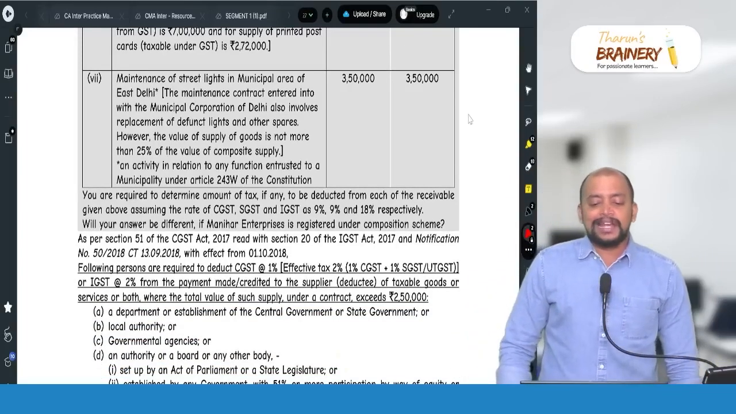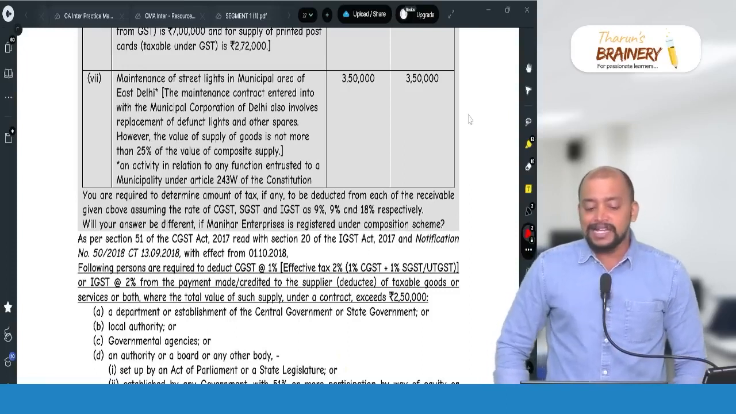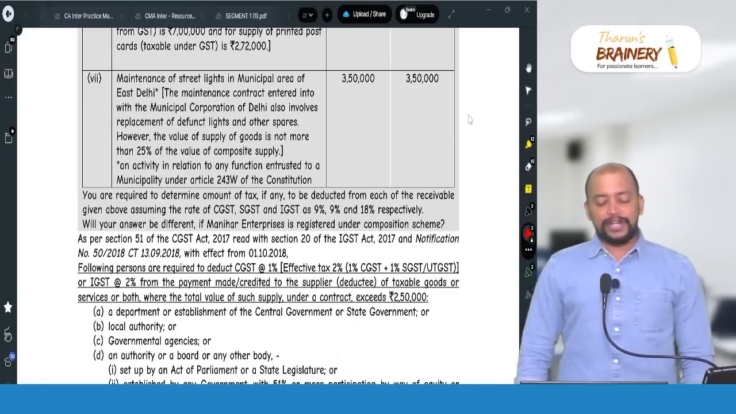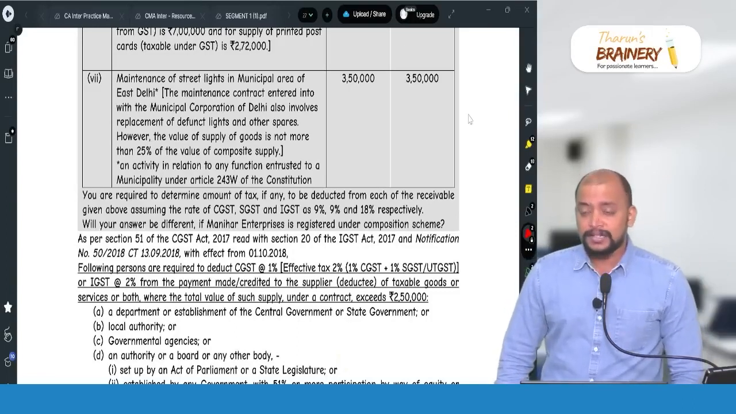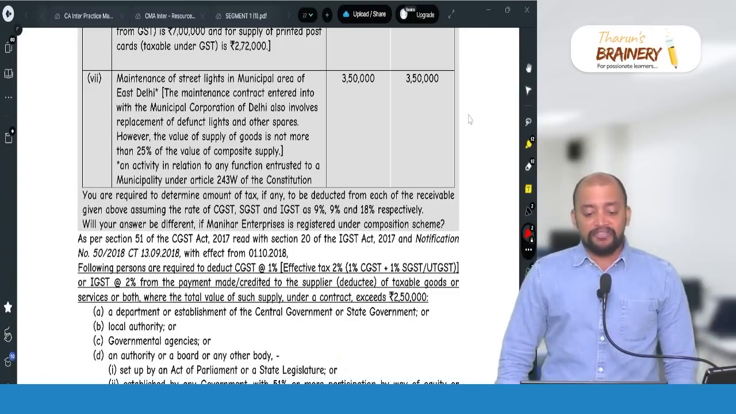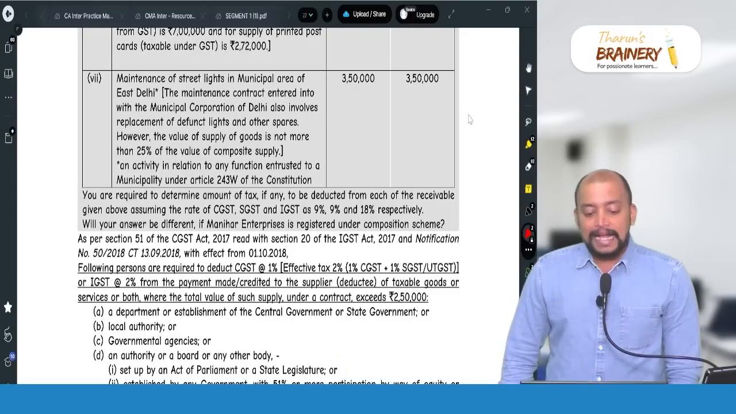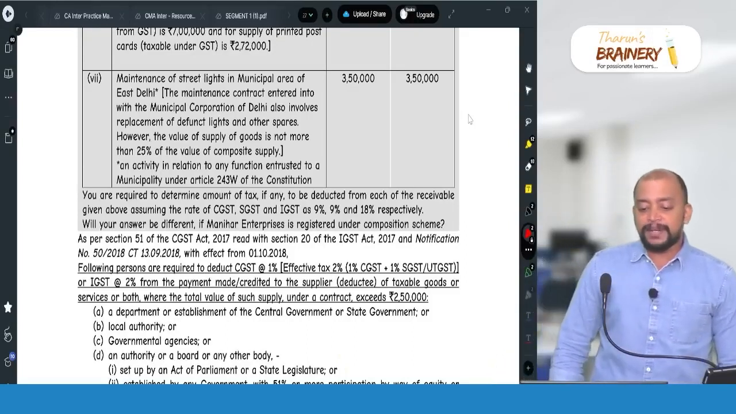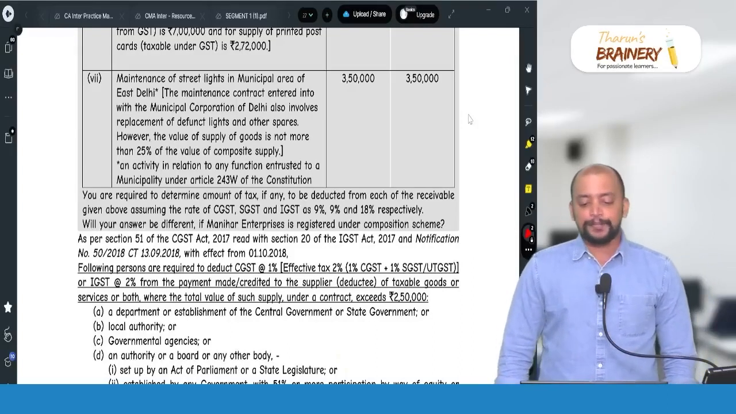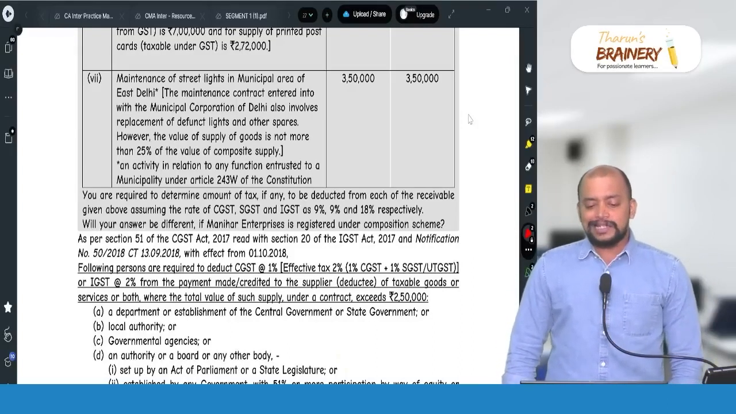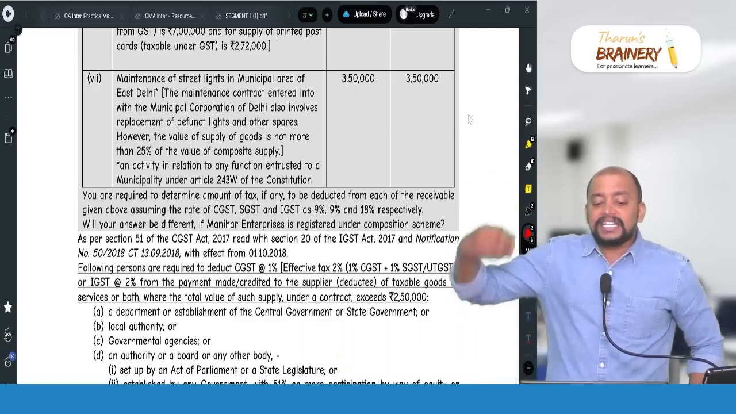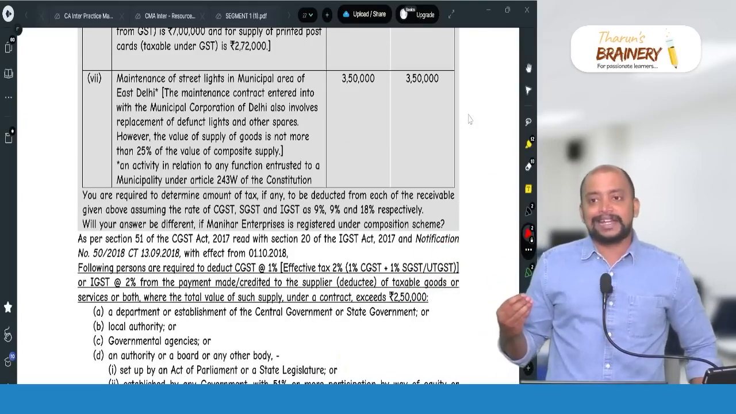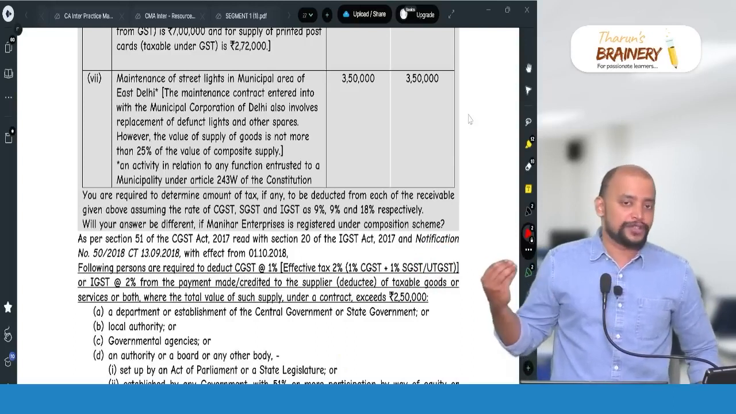Maintenance of street lights in municipal area of East Delhi. The maintenance contract entered into with the Municipal Corporation of Delhi also involves replacement of defunct lights and other spares. However, the value of the goods is not more than 25% of the value of composite supply. Now, in this case, this is an activity entrusted to municipality under Article 243W of the Constitution.